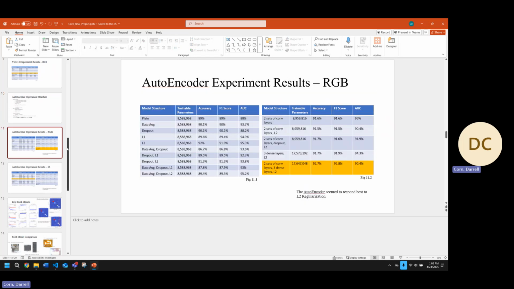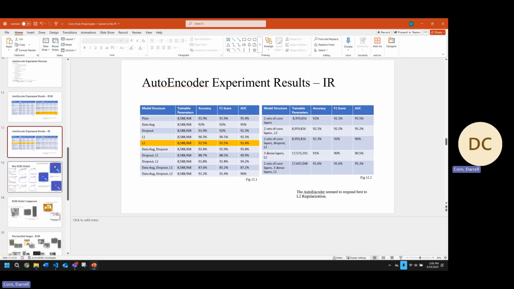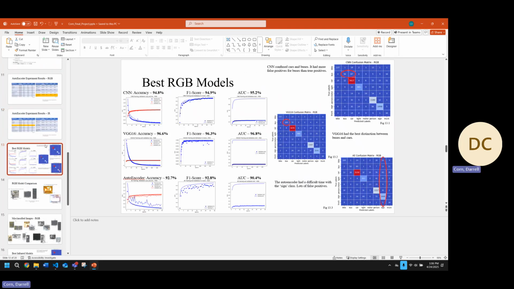So for the RGB data, it seemed that L2 regularization really seemed to help it, as well as just having a ton of trainable parameters. And for the thermal model, interestingly, it was happier with fewer trainable parameters at 8.5 million, but it still liked that L2 regularization. So okay, on to our results.